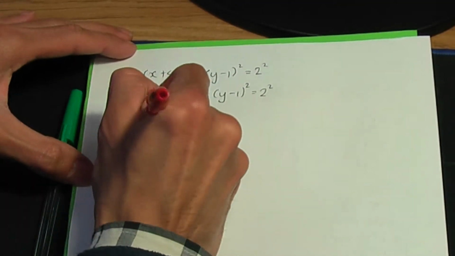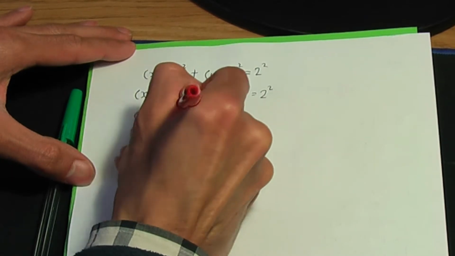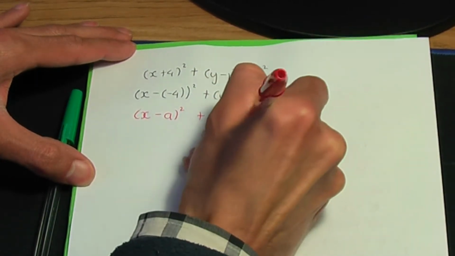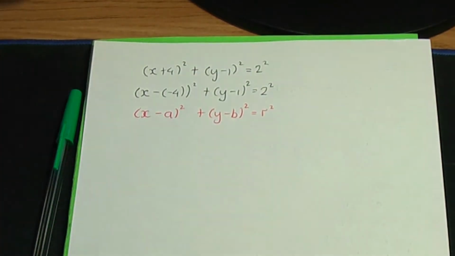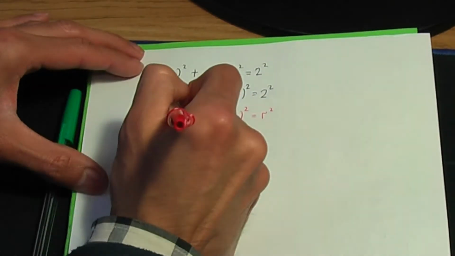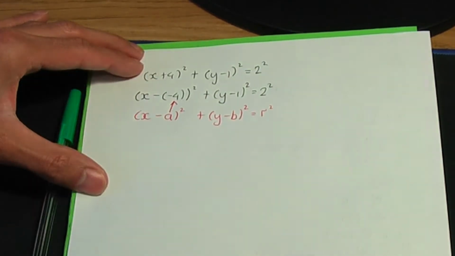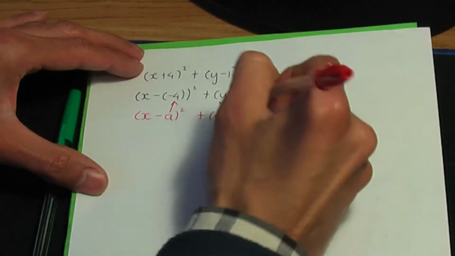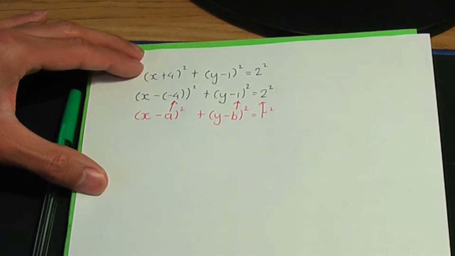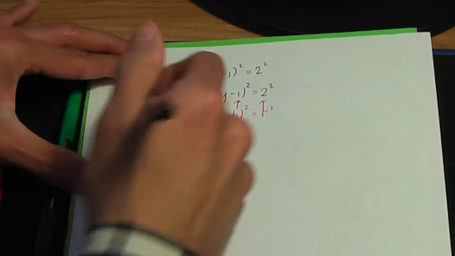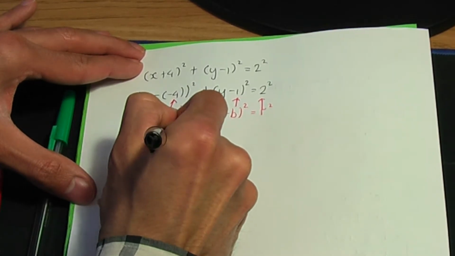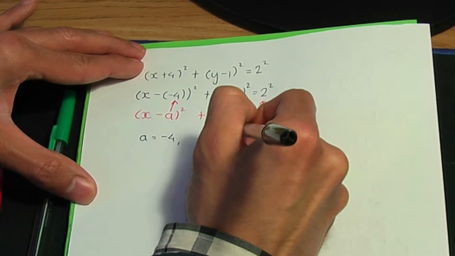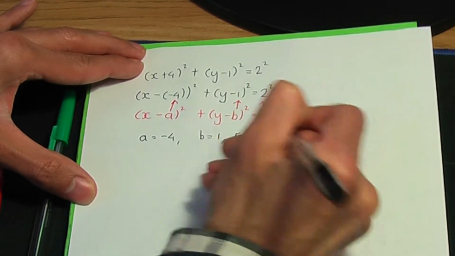So let me note down the equation of the circle, (x − a)² + (y − b)² = r². By comparison we note that a is −4, the b value is +1, and the r value, the radius, is 2. So let's note this: a is −4, b is +1, r is 2.